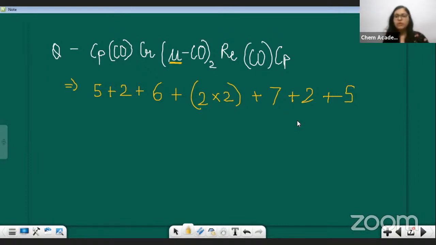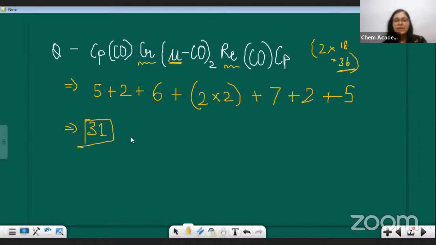Monica, yes, bridging, mu CO means bridging. PK45 says that the answer is going to be 31. Yes, exactly. Monica also says 31. Yes. But ideally, it should have come out to be 36 since there are 2 metals. So it should have been actually 2 into 18 equals 36. The electrons should have come out to be 36, but this is not 36. Therefore, this is not stable. All right, it is not stable.